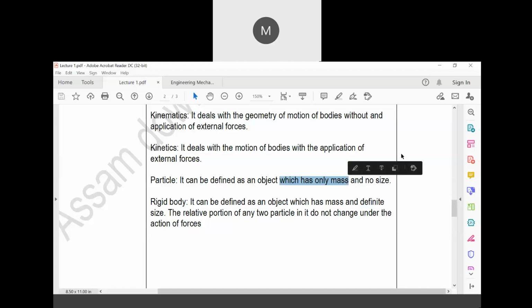The particle has only mass, it has its own mass, but definitely it has no size. That is why the definition says so. The definition. Now, rigid body.